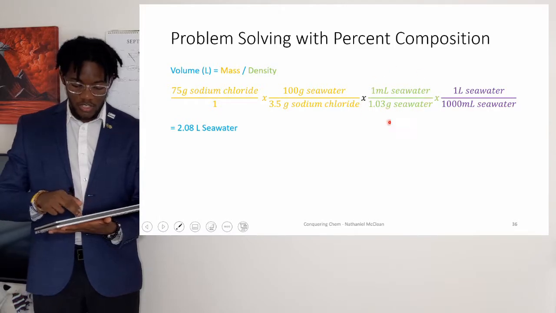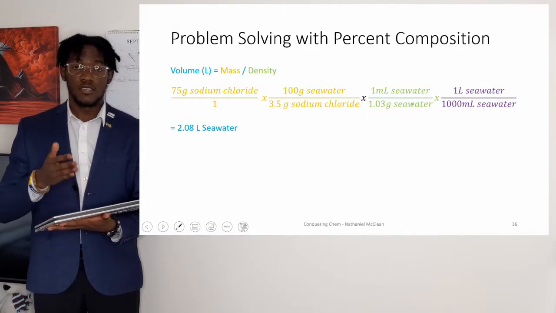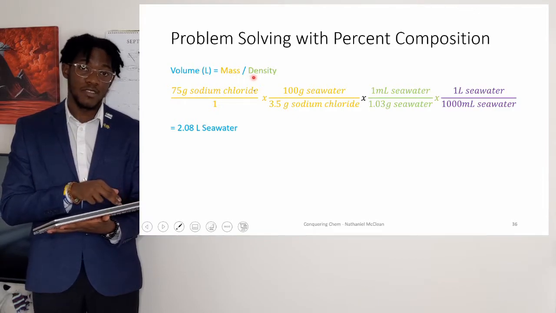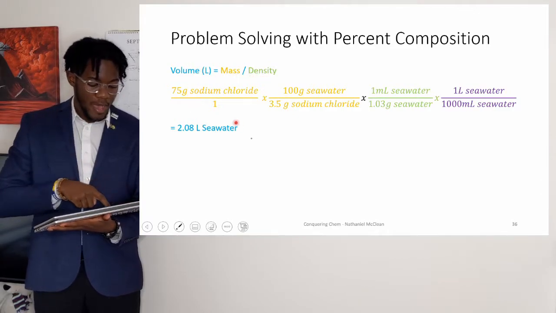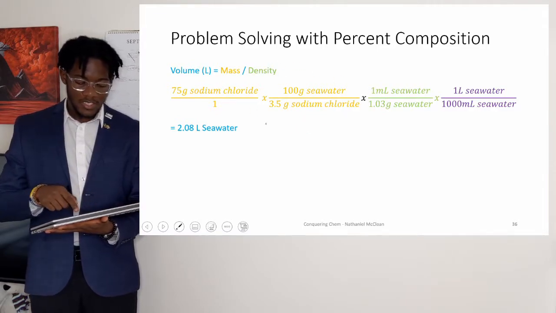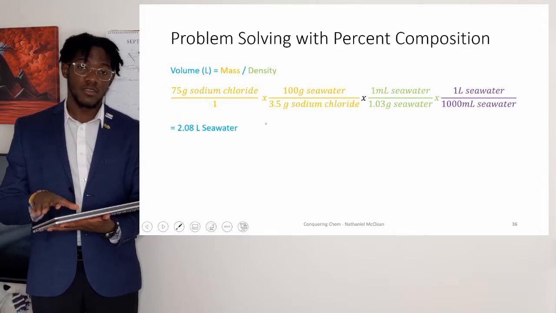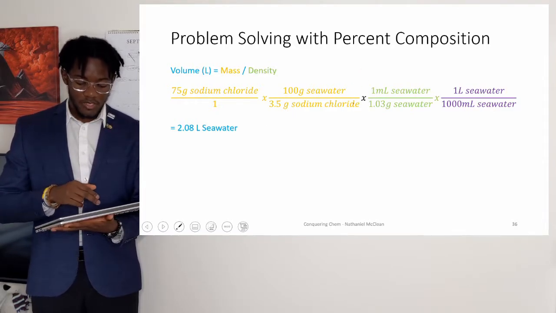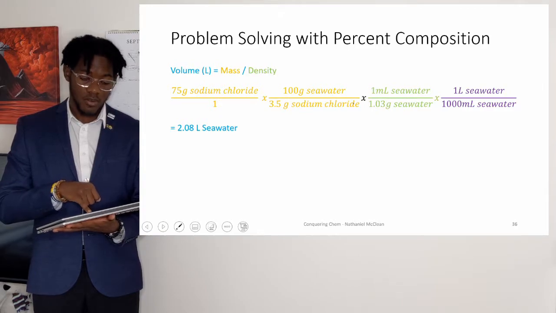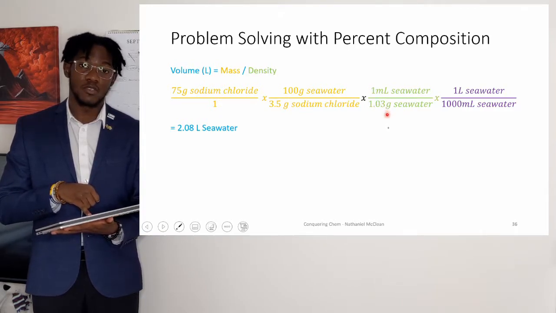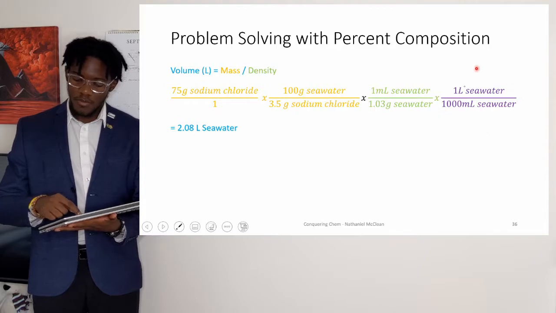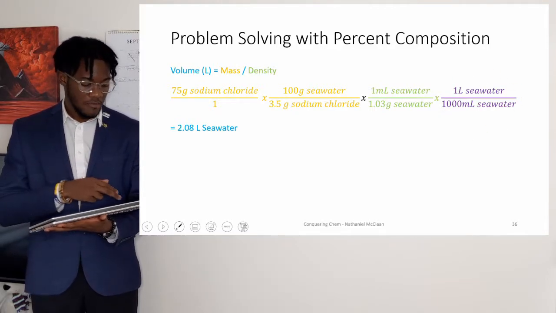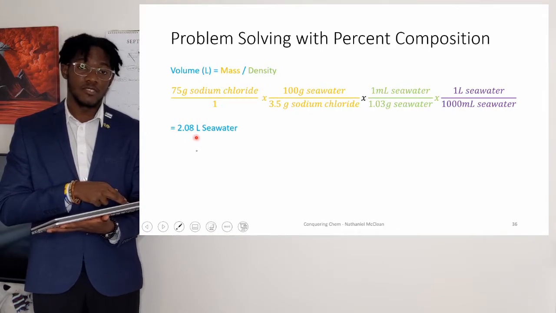Now our green shows how we convert that mass to a volume. Why is that? Because we know that volume is equal to mass divided by density. So after we find the mass in yellow, we can easily divide by the density of water, and in this case, because of dimensional analysis, it looks like multiplication, but you are simply dividing by the density of this water, which is 1.03 grams of seawater. And this last step in purple simply converts our milliliters into liters for our final answer, leaving us with 2.08 liters of seawater.